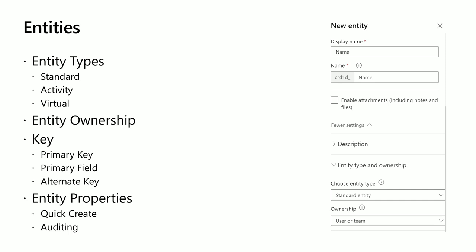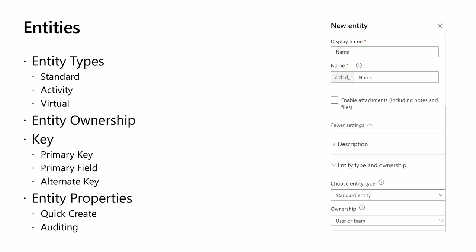And then keys. What's the key? Remember, every entity in Dynamics 365 Common Data Service has a primary key, which is a GUID. We also have the primary field, the name field, and that's what's used to display it within the user interface. But we can also create alternate keys for integrations.